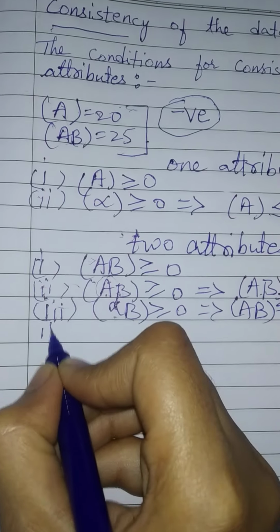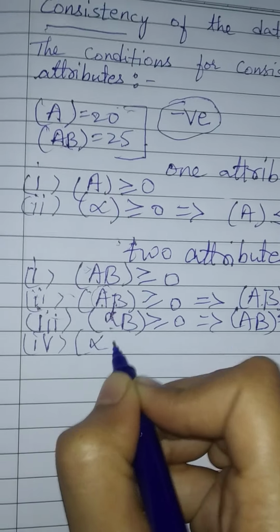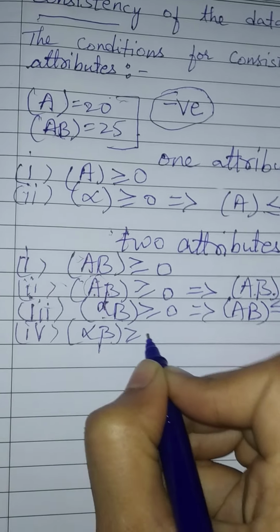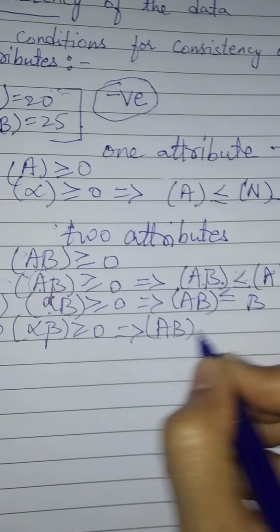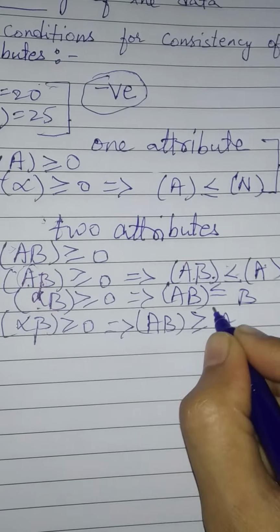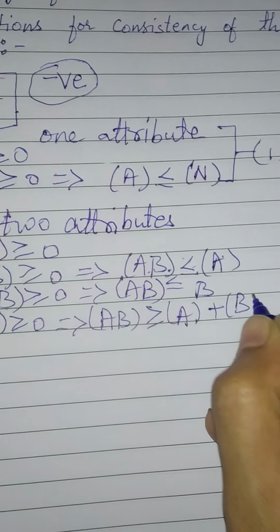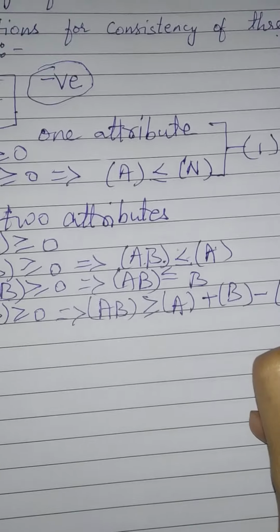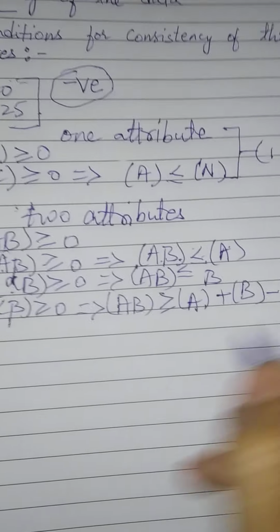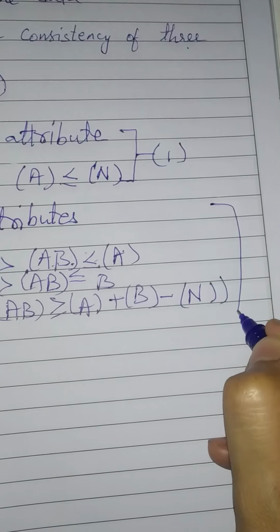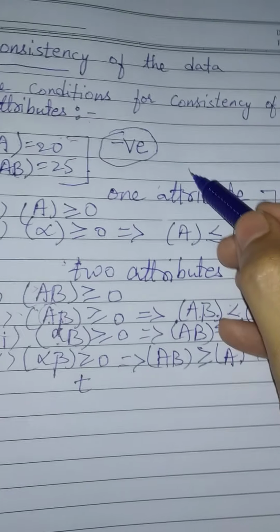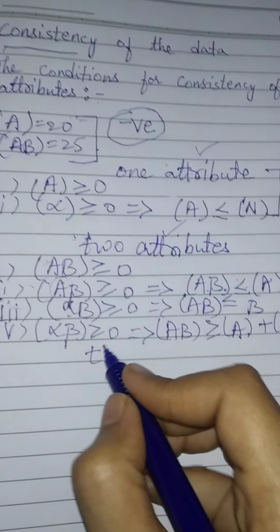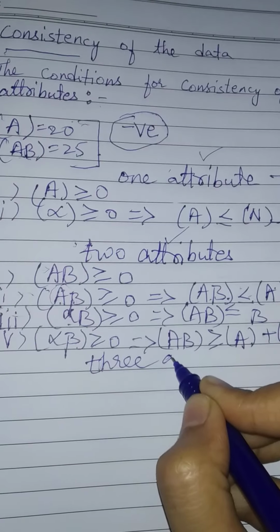Now for the fourth one, students, if it is alpha beta greater than or equal to 0, it will be AB greater than or equal to A class plus B class minus N. So here students, this is for two attributes. Now I will show for three attributes, because we have one attribute completed, two attributes completed, now three attributes.